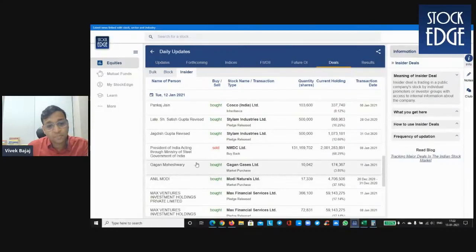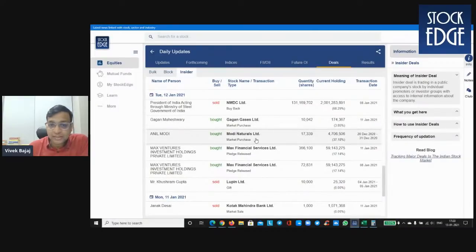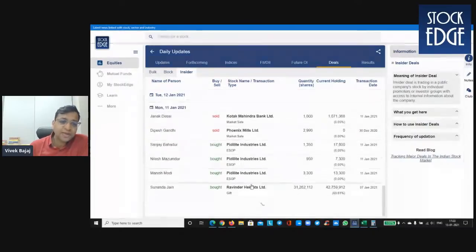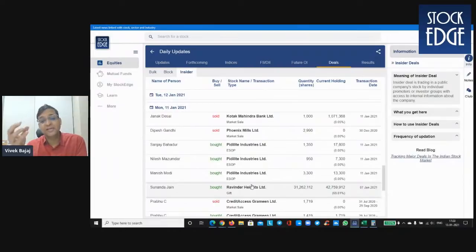For example, this company called Gagan Gases Limited, ये गगन महेश्वरी, he has bought 10,000 shares and he owns around 3.85% in the company. This is interesting. We should do a follow-on research on this company. Or this company: Mr. Anil Modi has bought Modi Naturals Limited. So if you see, Insider actually gives you ideas of small stocks which are not probably so widely covered, but you can figure out these stocks through Insider deals, know about them very fast, and keep them as part of your tracker. And if you like their movement, you can do a follow-on deep research in the stock.